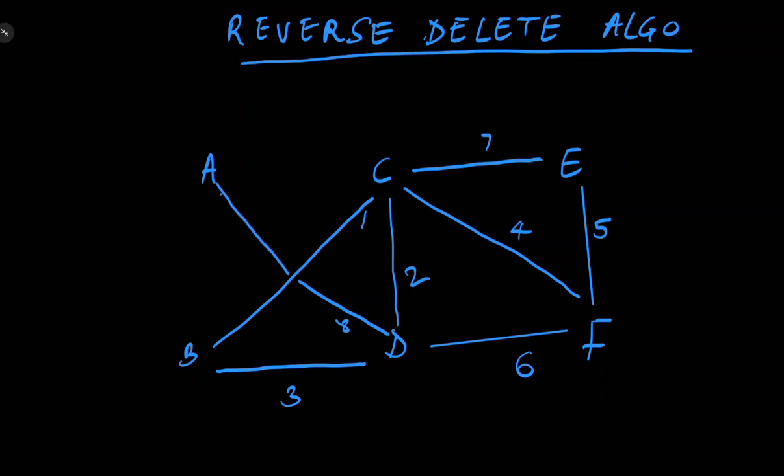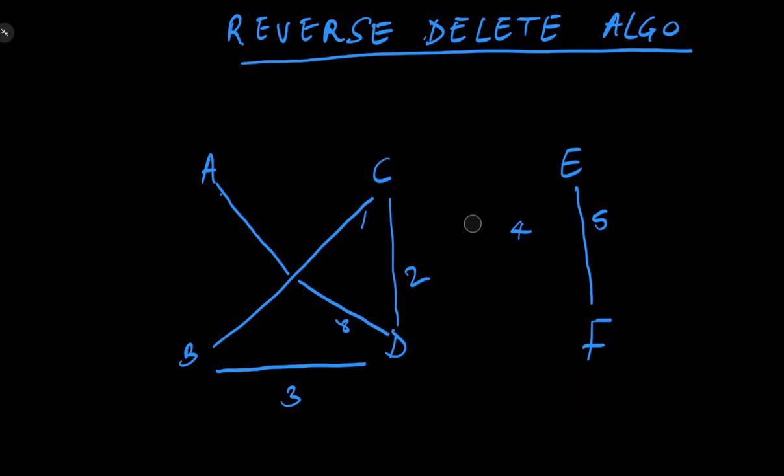Okay, let's check again. 7. Yes, I could remove 7. It would not disconnect the graph. I could also remove 6. It would not disconnect the graph. The next would be 5. But if I do remove it, it has disconnected E. So I would not remove it. The next would be 4. But if I remove 4, it would disconnect. Take a look. It has disconnected the graph. So we will not remove 4.